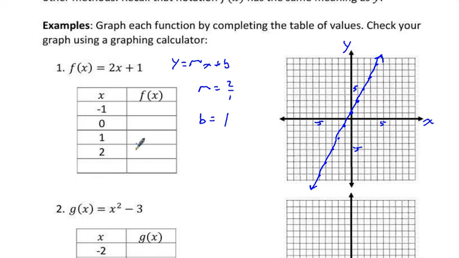You may not have graphed this way. You might choose to use the table of values, in which case you would substitute the -1 originally in for x and say 2 times -1 plus 1. Alright, and that's -2 plus 1, which is -1. So -1, -1 is one of our points. This is like your ordered pairs in that table, and you'll see -1, -1 was one of the points on that graph.